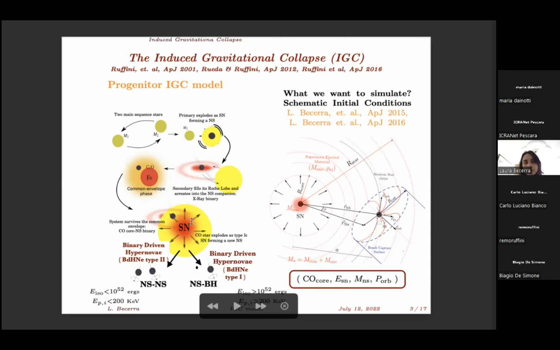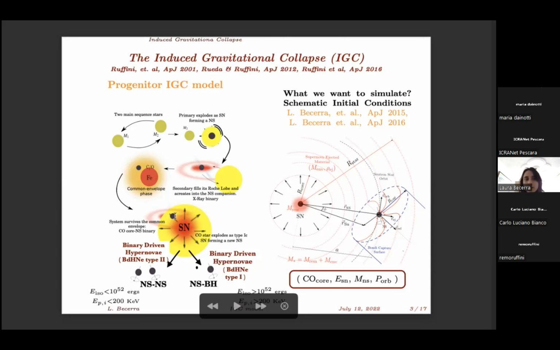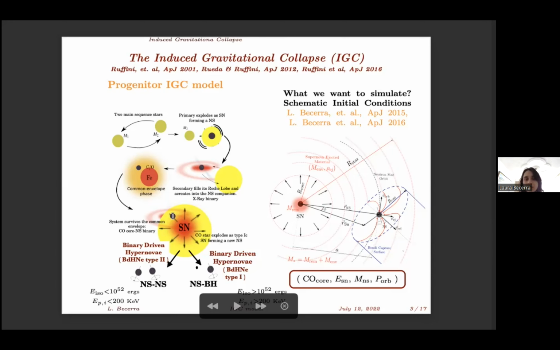The ejecta will trigger a hypercritical accretion onto the neutron star, and if the system is close enough, the accretion on the neutron star could be high enough to make the star reach its critical mass and collapse into a black hole with the emission of a GRB. This scenario we call the binary-driven hypernova of type I, and if the system remains bound, it will be formed by a neutron star that will be the remnant of the collapse of the carbon-oxygen core and the black hole that will come from the collapse of the neutron star companion.